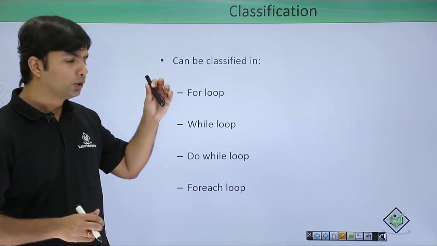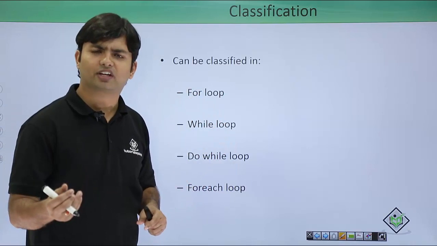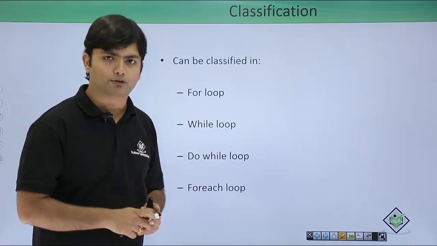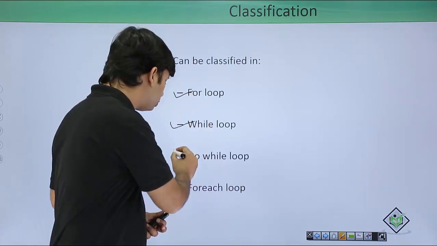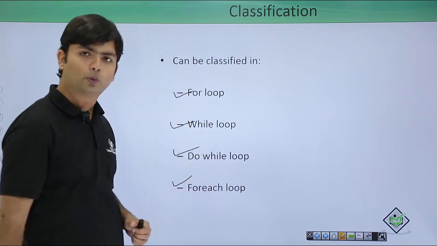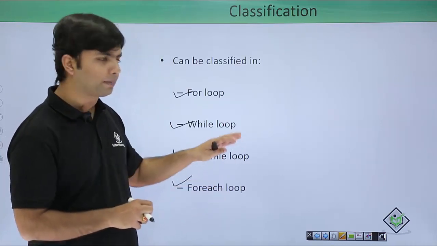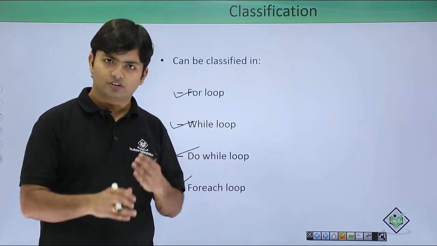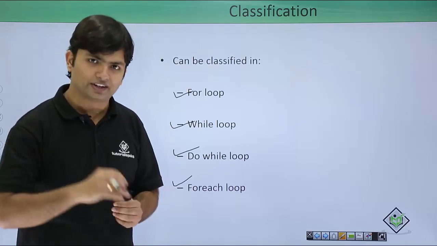And here we can classify the loops into these four parts. Actually, not classification, we have these four types of loop here: for loop, while loop, do while loop and for each loop. In this series we will not cover for each loop as a part of the loops, but we will definitely do it in this series in the concept of arrays.